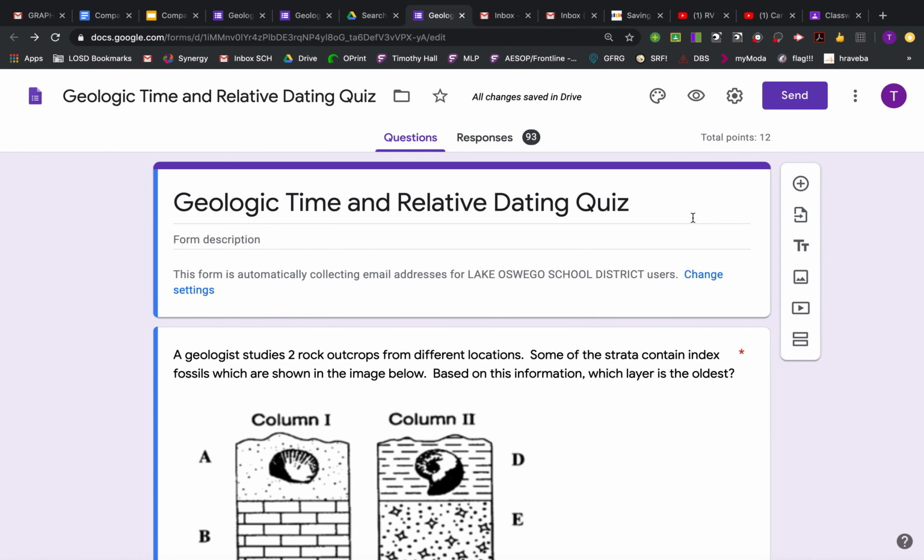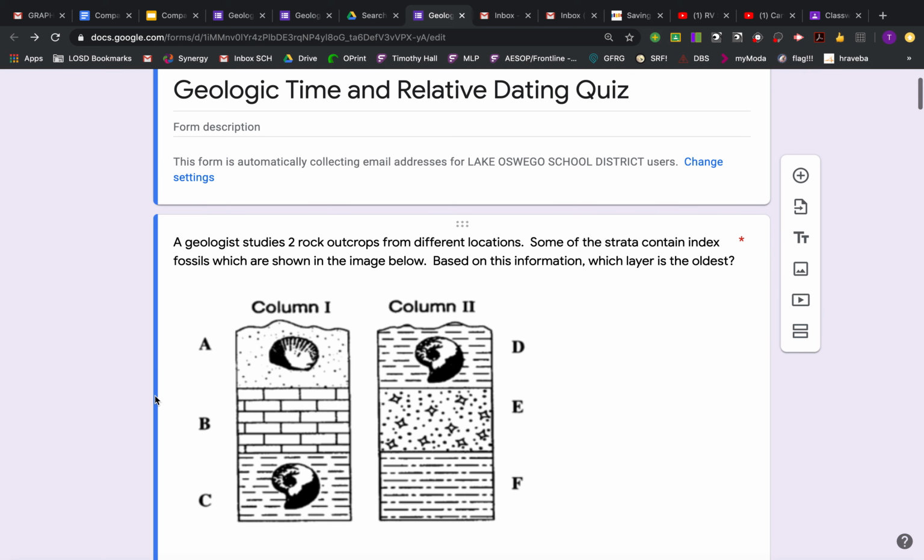All right, let's go over the quiz here. So, the first one, the geologist studies two rock outcrops from different locations. Some of the strata contain index fossils, which are shown in the image below. All right, so I guess whatever you see here, consider it an index fossil, meaning that it is widespread geographically and it only existed for a specific period of time.